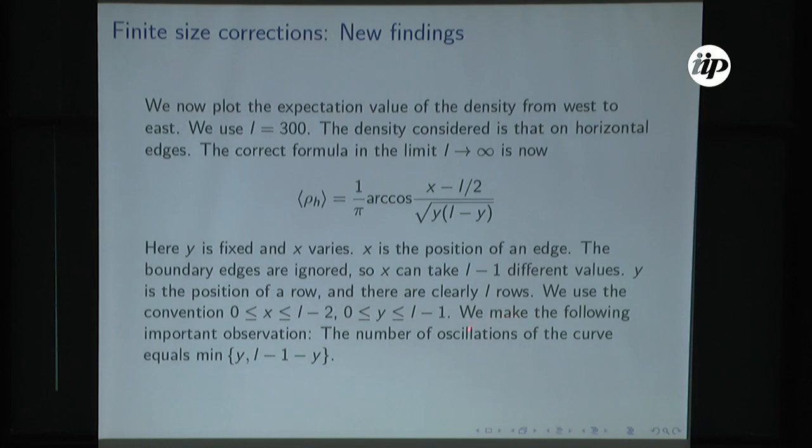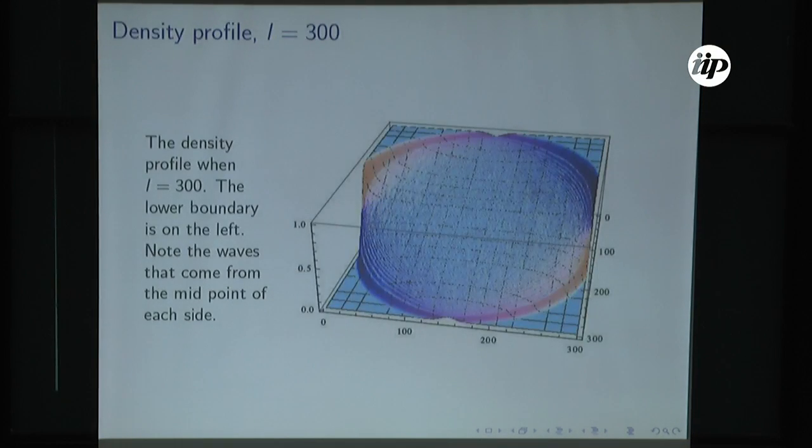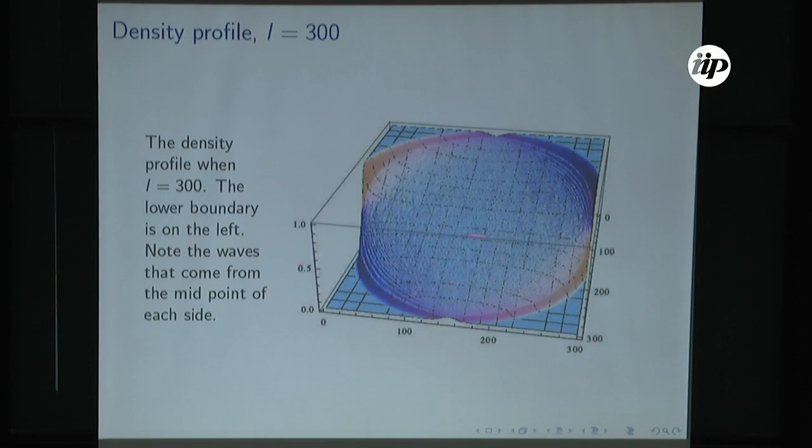We make the observation that the number of oscillations which we saw before, here 1, 2, 3, 4, is the same as the height above the lower boundary. Here's the density profile, it's three dimensional. The lower boundary is here, and this is the right boundary. So we see these waves appearing here, which of course don't appear from this formula. So this is a finite size effect.